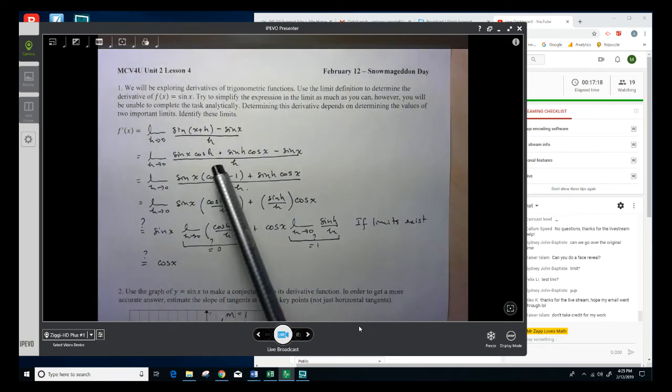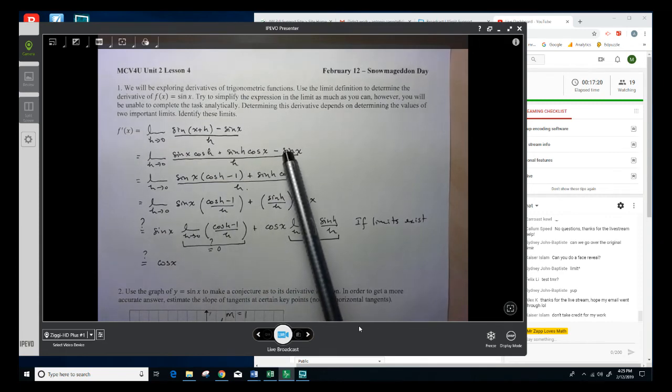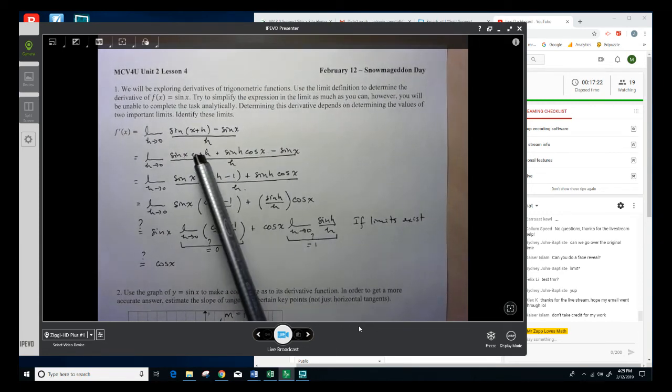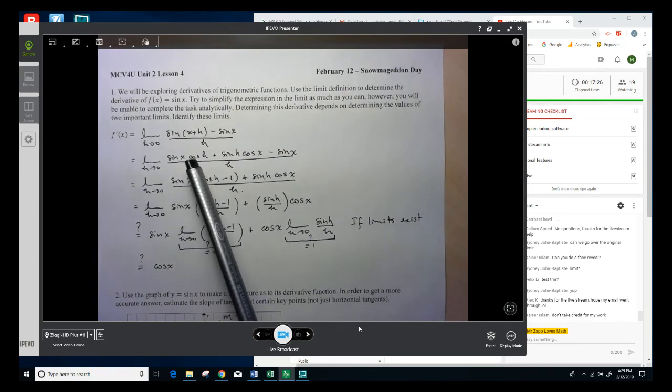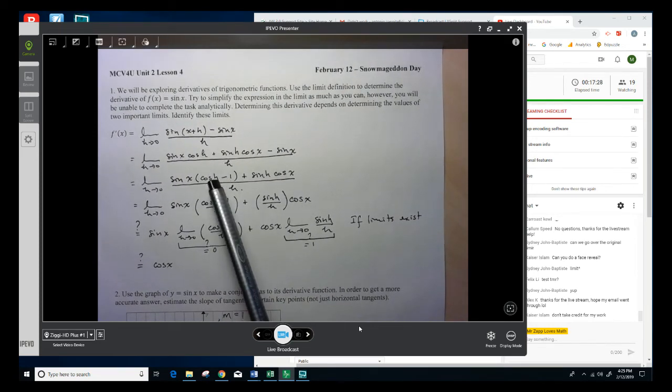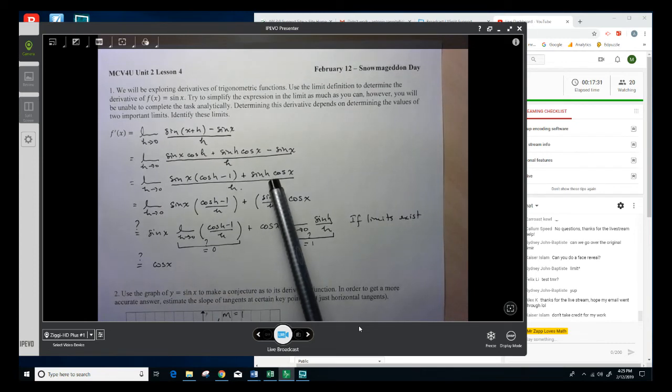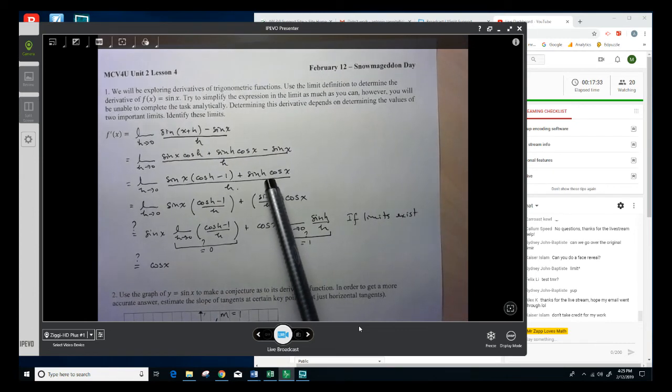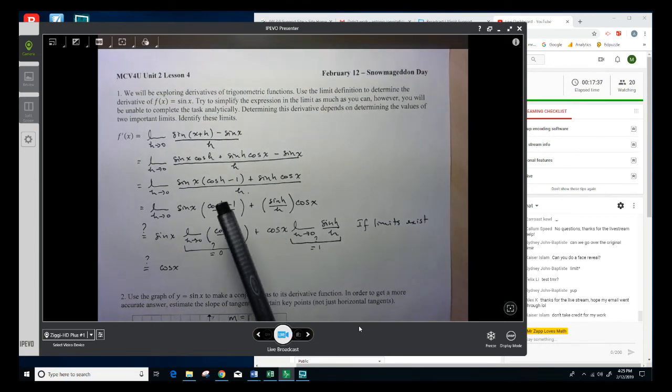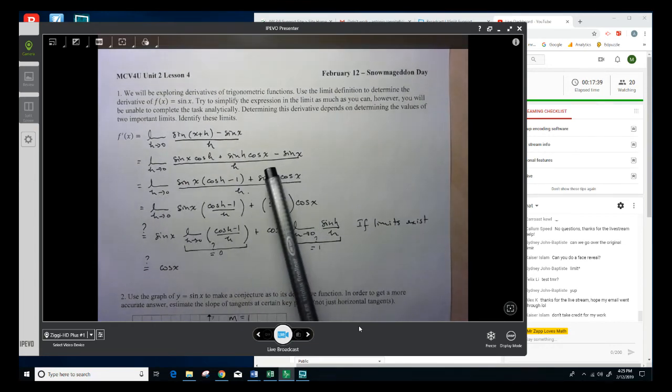And then from there, we were able to see that there was a common factor of sine x between the first and third term. So I just factored that out between the first and third term, and I still had this middle term left over. From there, there wasn't much algebra we could do, so we tried to split up the limit as much as we could into simpler limits.